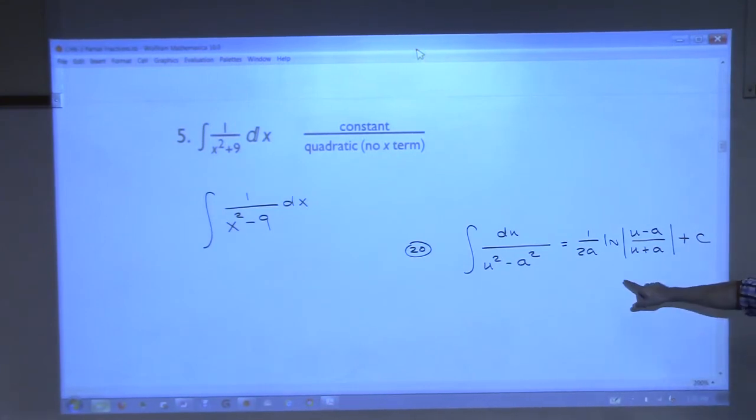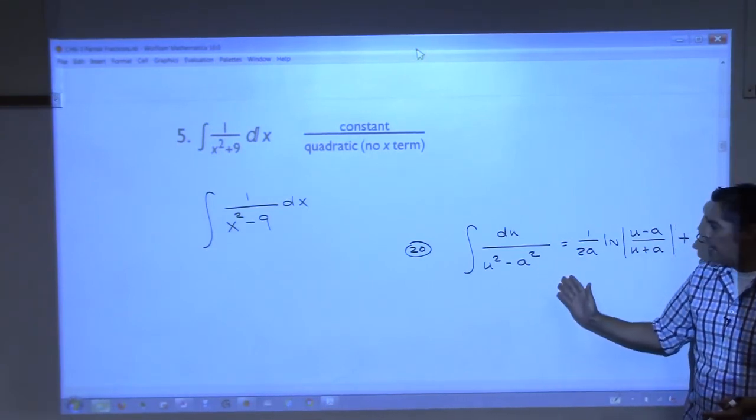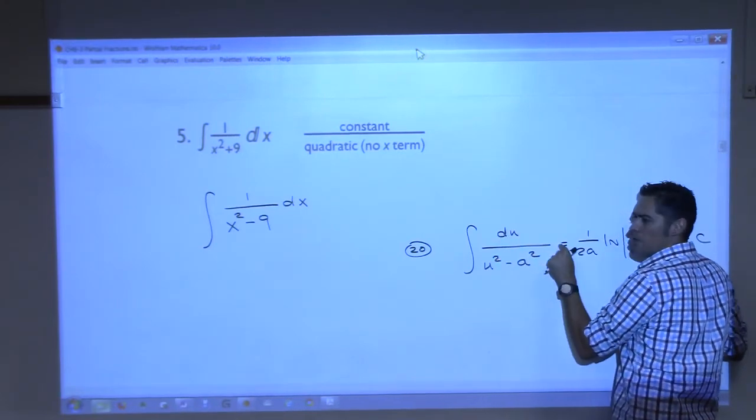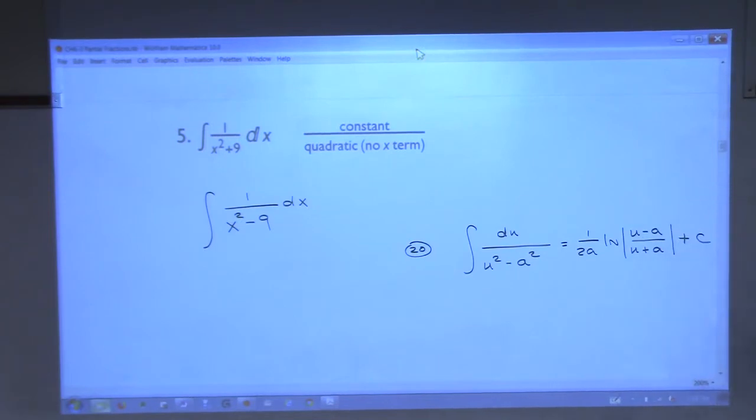That's formula number 20. Now, the variable in this formula is u, right? So u is like the x. Also, do you see how in the book they put the du on top here instead of the du out to the side? It's the same thing, right? Okay. So can I use that formula? Yeah, I can use it.